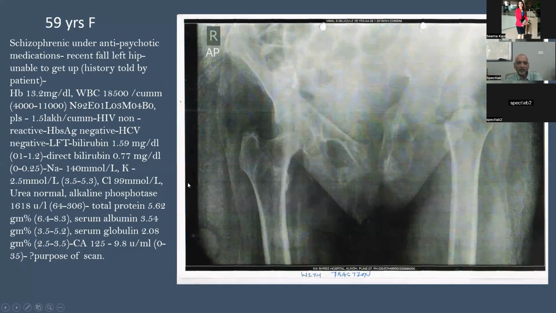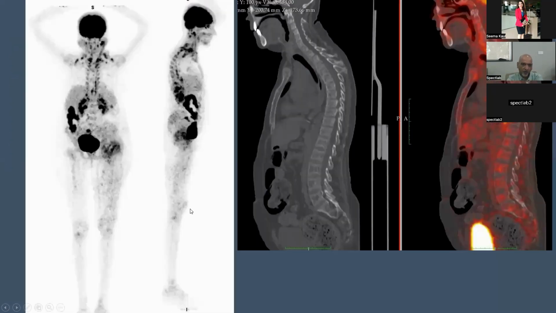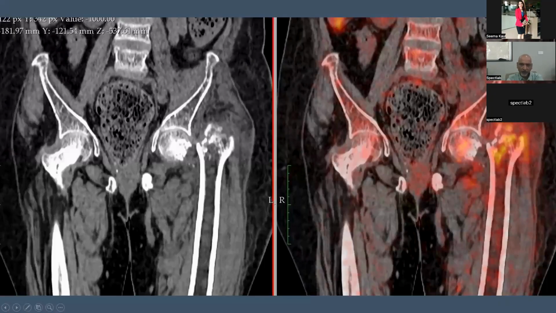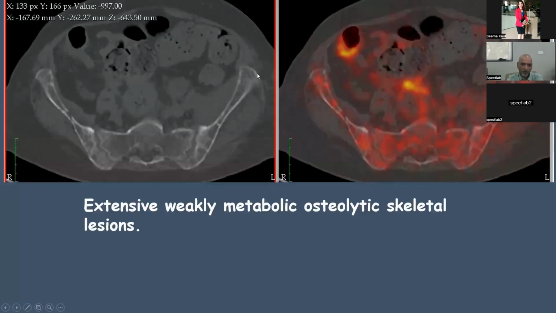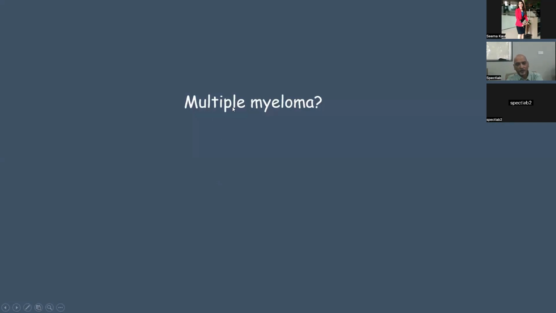This lady had come with a pathological fracture from an orthopedic surgeon saying that this is a metastatic pathological fracture. Look for an unknown primary on an FDG PET scan. We couldn't find anything except this pathological fracture and extensive osteolytic lesions here. So is this multiple myeloma?